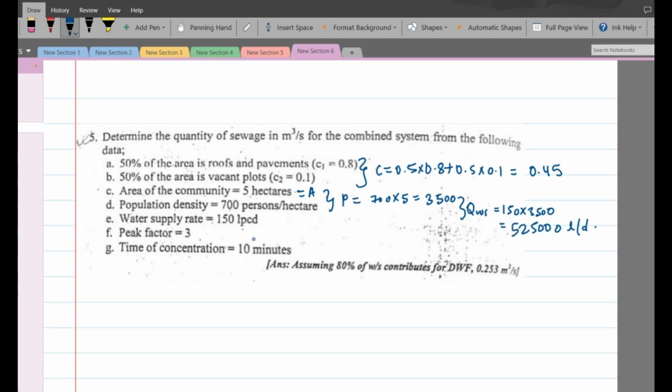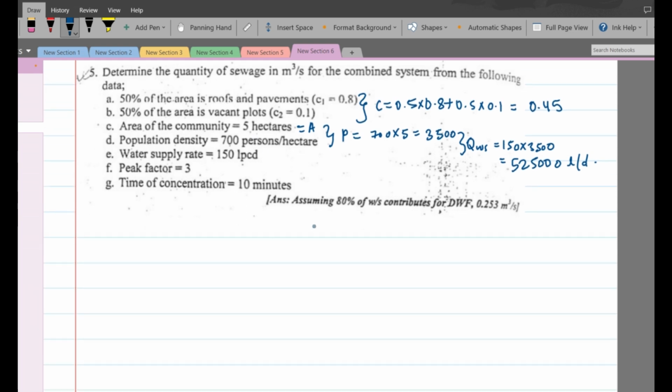Time of concentration is given as Tc equals 10 minutes. Now first of all, let's calculate wet weather flow, WWF, right? So what is wet weather flow? It will be Q equals CIA by 360, right? So we have C, we have A, but we do not have I, so we need to calculate I first.